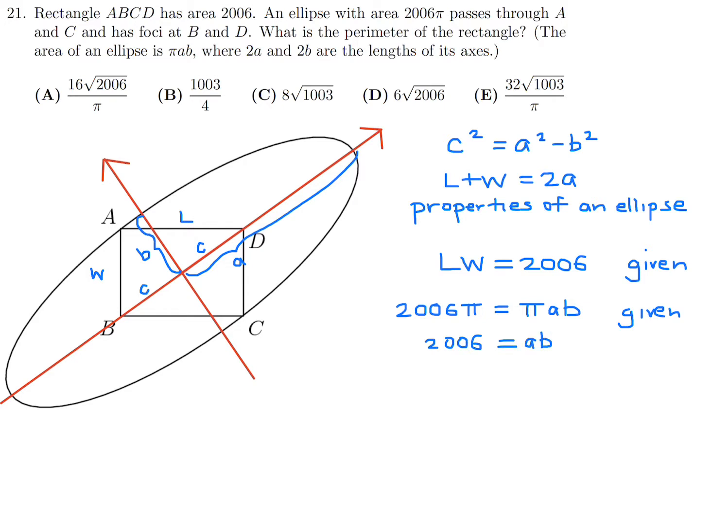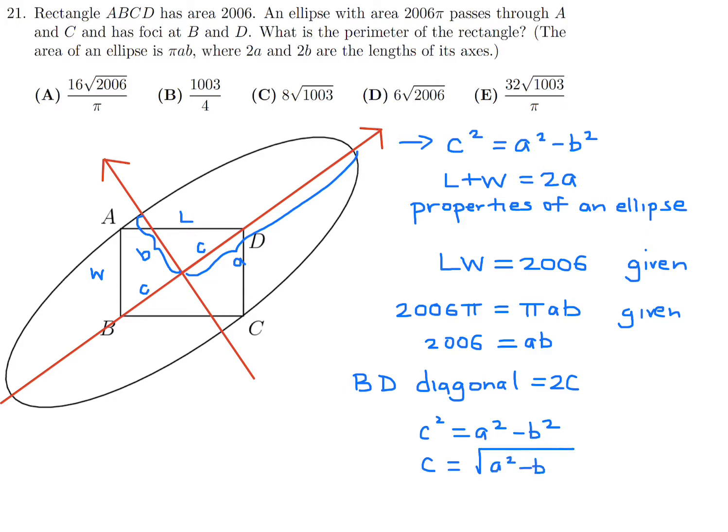Okay? All right, so now let's look at the diagonal BD. From here to here, that diagonal BD we have labeled as being equal to 2C. And we know from this formula here that c squared is equal to a squared minus b squared, and therefore c, if you were to take the square root of both sides, would become just the square root of a squared minus b squared. And if you multiply both sides by 2, you get 2c is equal to 2 times the square root of a squared minus b squared.